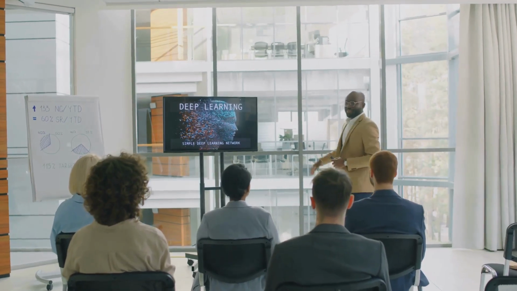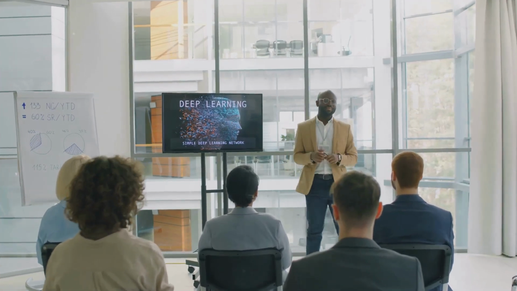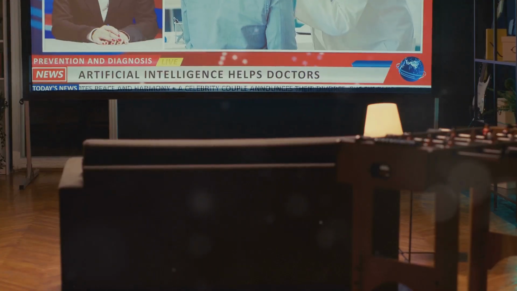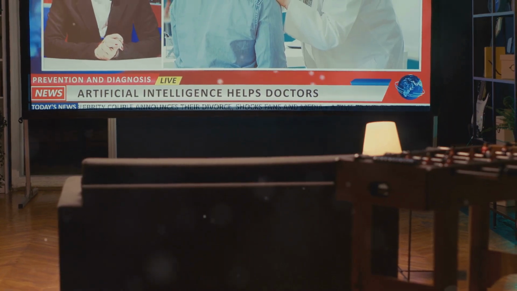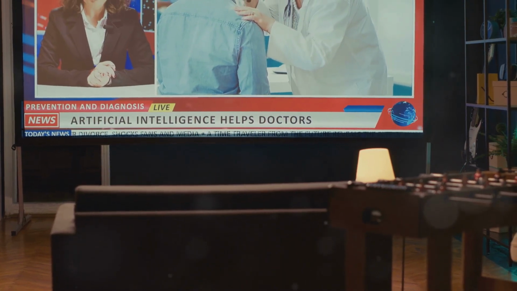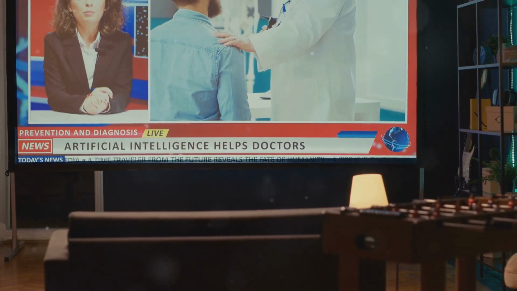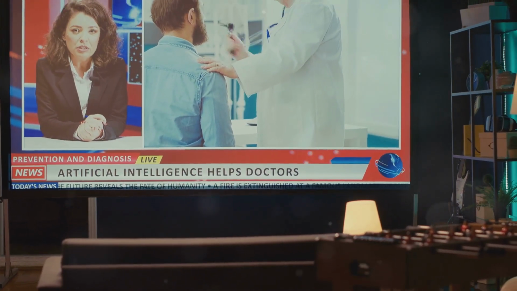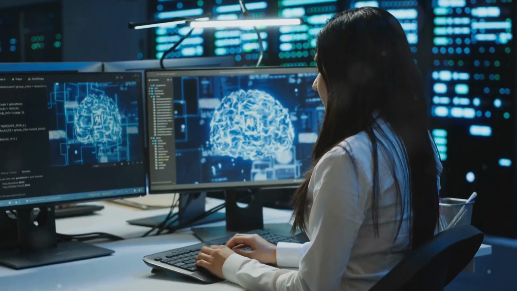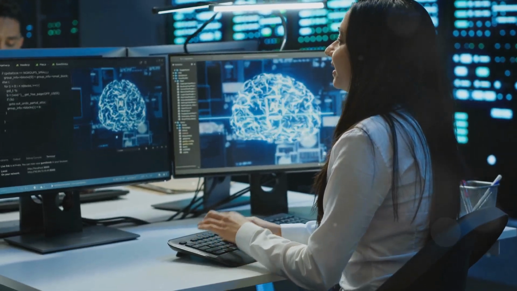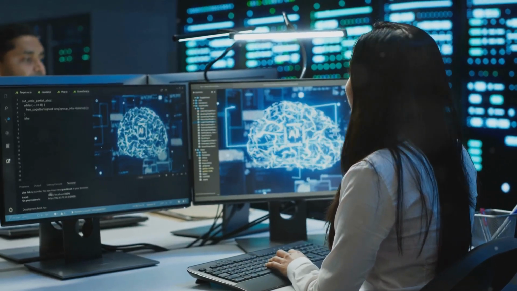Section 9. Conclusion. The potential of deep learning. In conclusion, deep learning is a powerful technology that is transforming various industries. From healthcare to finance, deep learning models are making significant contributions by automating tasks, improving accuracy, and providing insights that were previously unattainable. We have explored the basic principles of deep learning, including its structure, components, and learning process.